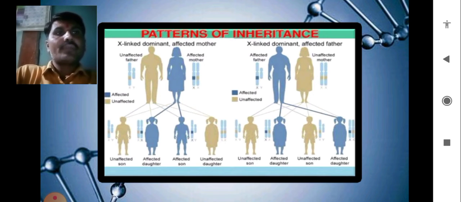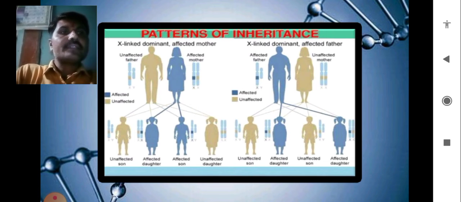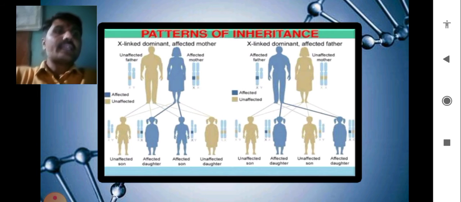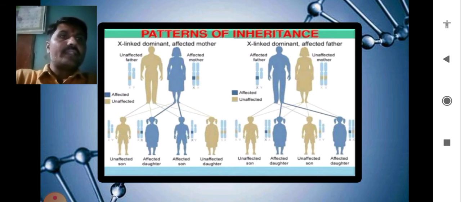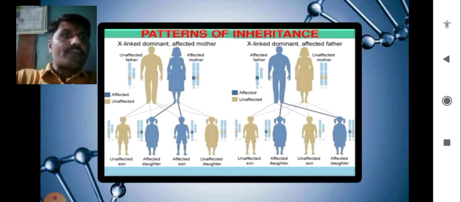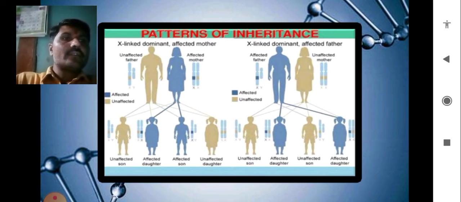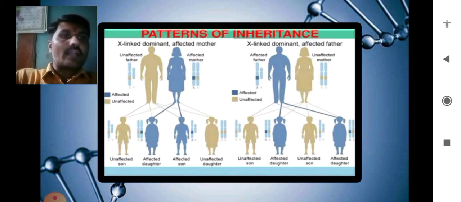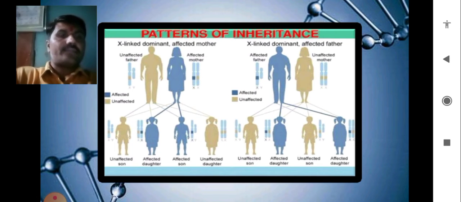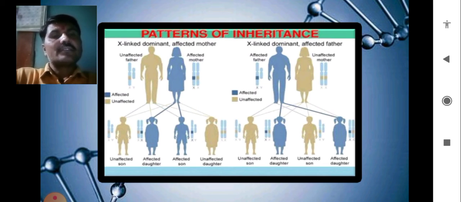Now what is the dominant one here? The dominant one is the affected male and the unaffected female. In that case, when the father is affected, we get that both the daughters are affected and the sons are unaffected. So look at this pattern.